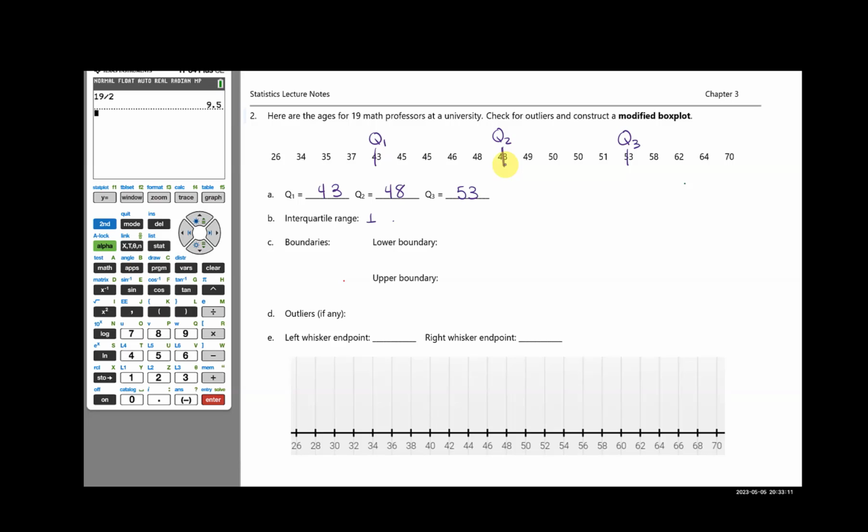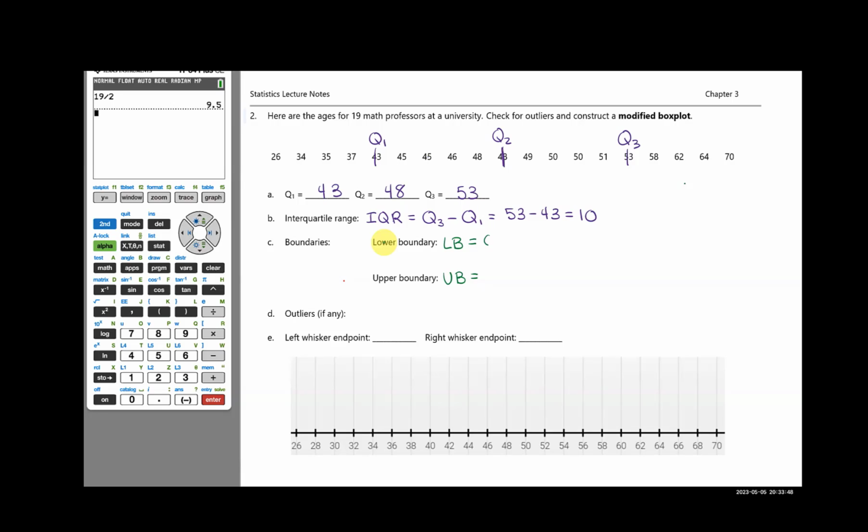All right, so in order to check for outliers, we need the IQR, the difference between the third quartile and the first quartile. So in this case, 53 minus 43 is 10. And then we'll find our boundaries. I'm going to switch colors here. So the boundaries are not data values. They are just tools for identifying any professors that might be outliers.